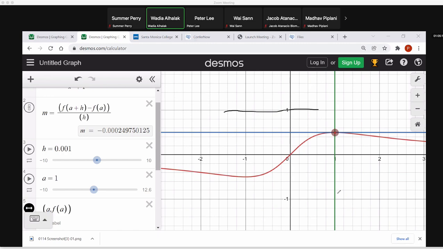How did you find the normal line? Because this must be a vertical line, and it must pass through the point 1, half.